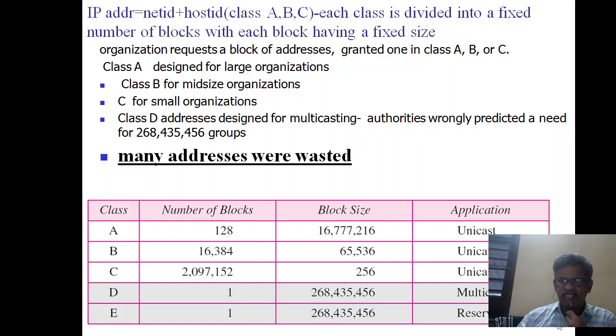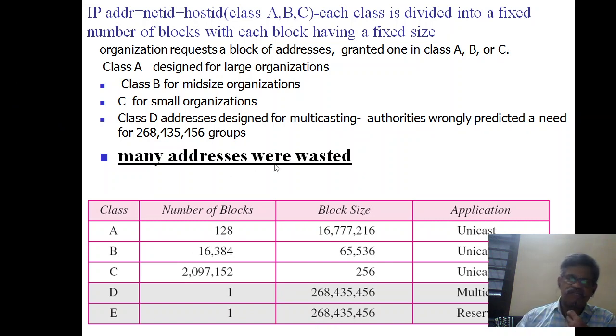And these applications are for unicast, from one specific node to another specific node. Class D is reserved for multicast, one node transmitting to many nodes, and class E was reserved. They envisaged this because class A was designed for large organizations with a large number of hosts, class B for mid-size organizations, class C for small organizations, class D for multicasting, and class E was reserved. So the authorities wrongly predicted the need for so many groups.